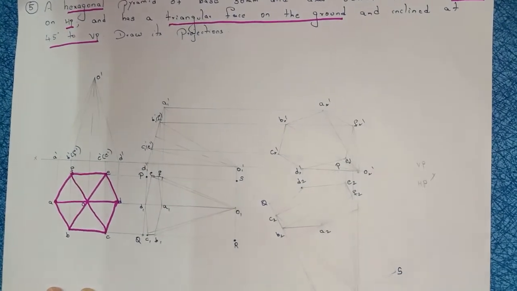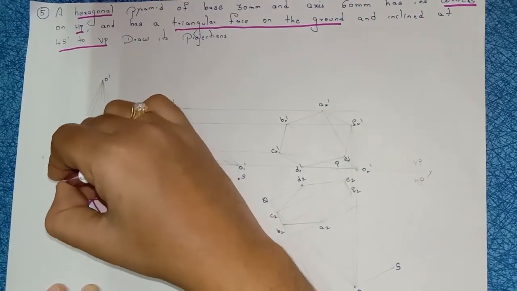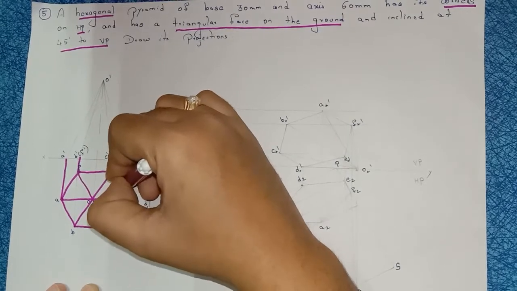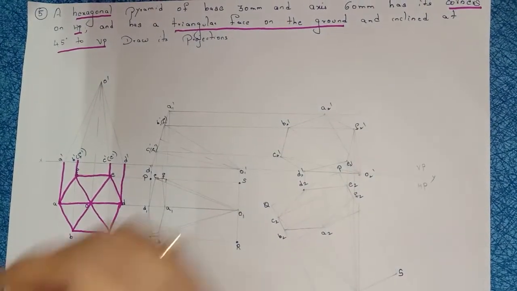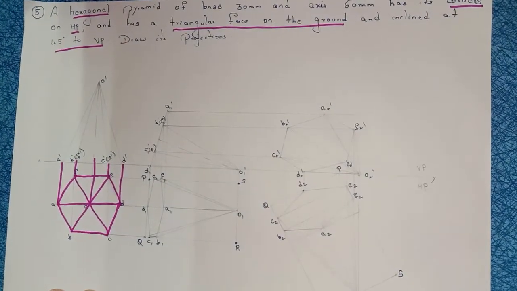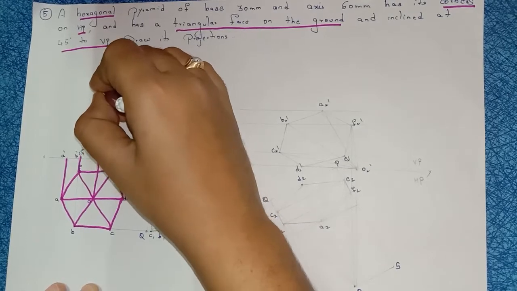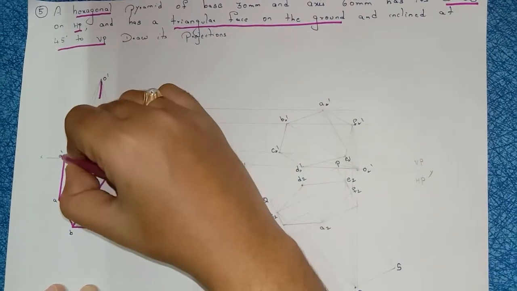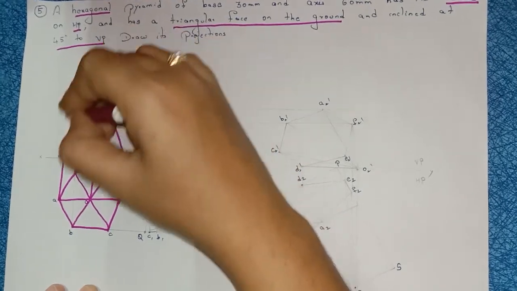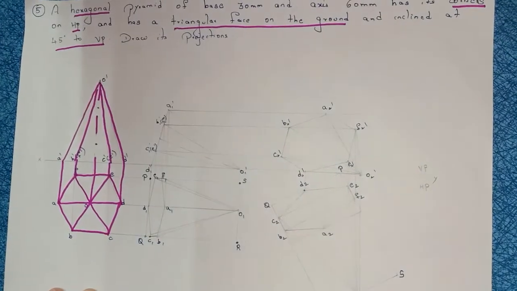Mark the midpoint as O. After that, what do we have to do? From every corner, project the lines till the reference line. From point O also you have to draw the projection line. Now how much is the axis height here? 60 mm. Construct the axis height as 60 mm. Join all these points to point O, so you will get the hexagonal pyramid.